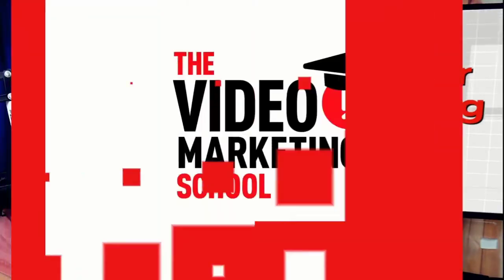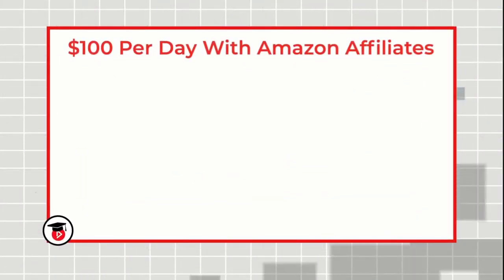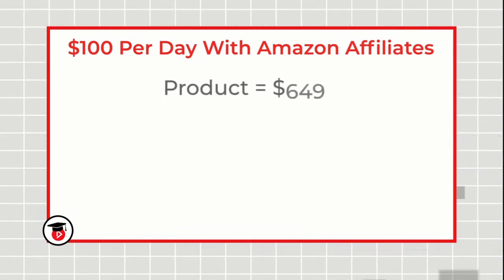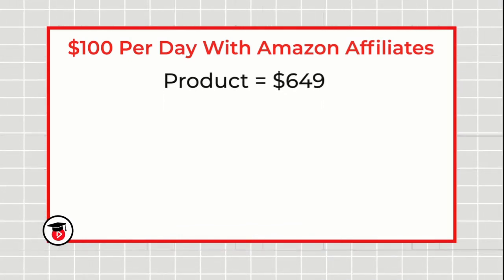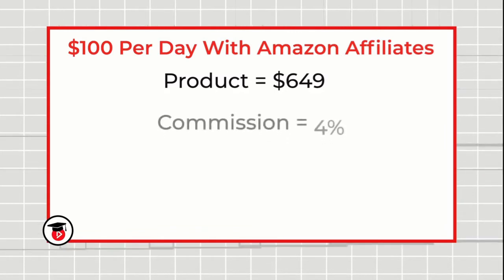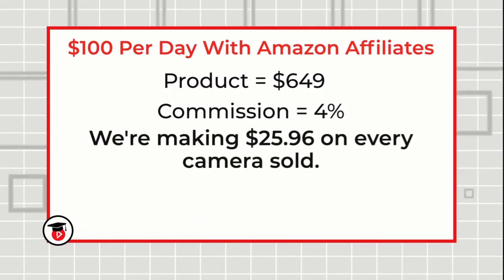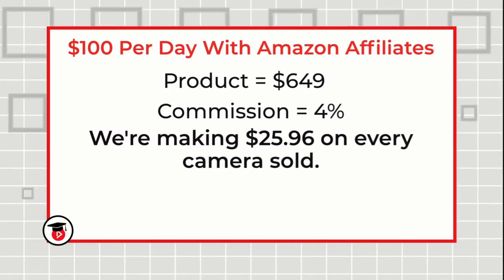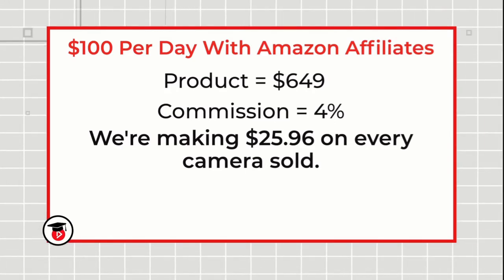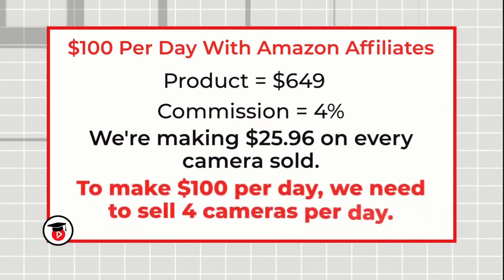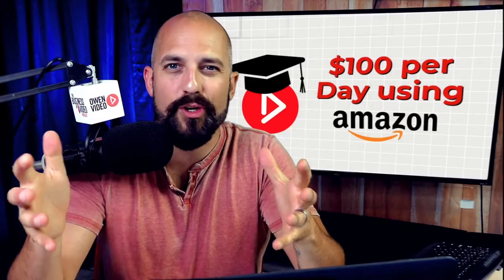Let me show you how it works. For example, if we're selling a camera worth $649 and our commission is 4%, then we're making $25.96 on every camera that's sold. In order then to make $100 on YouTube with your Amazon affiliate link, you only need to sell 4 cameras per day. So what's your next move?